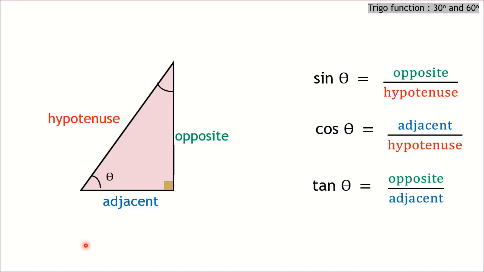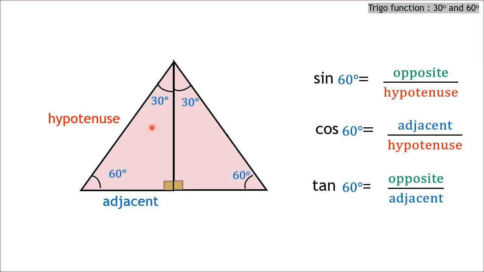Now let's set the triangle's theta here to 60 degrees. Recall that the sum of angles in a triangle is 180, so if this angle is 60 degrees and the right angle is 90 degrees, then the third angle here must be 30 degrees.